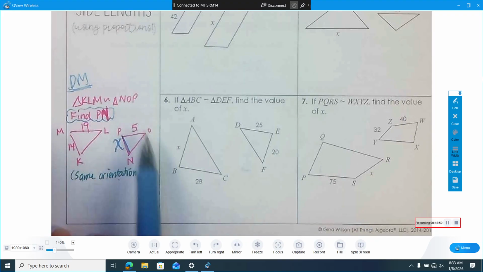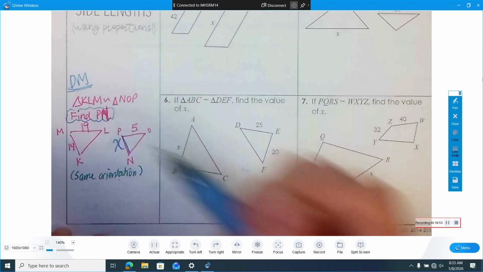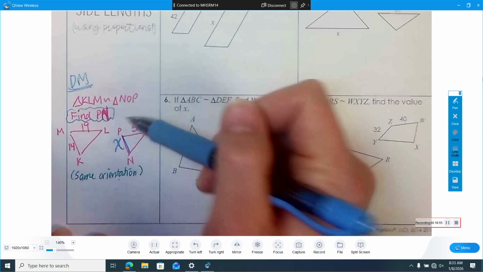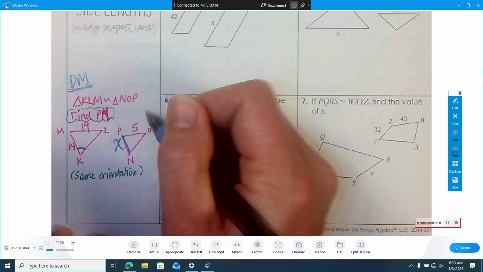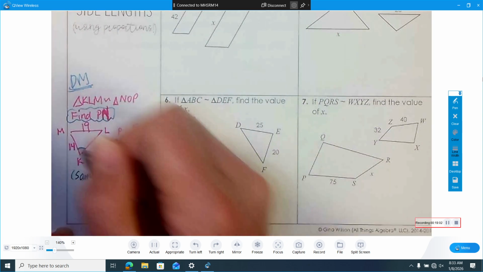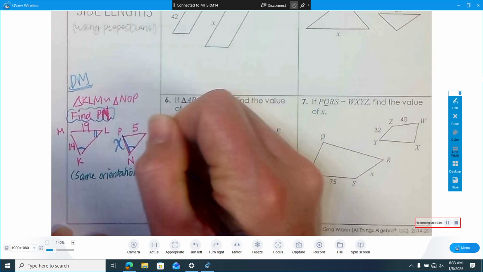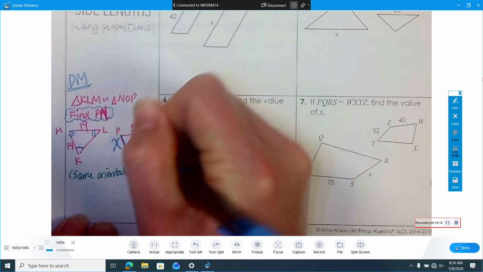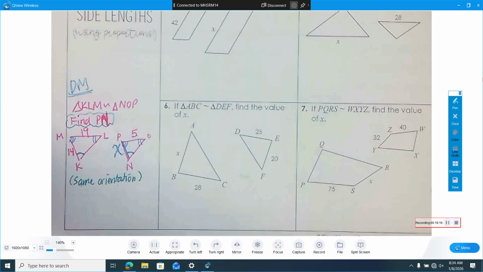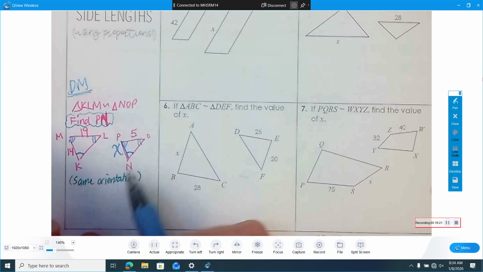And that's really important. These are nicely oriented. But even if they weren't nicely oriented, we have a similarity statement. So I would know that angle K corresponds with angle N, and angle L corresponds with angle O, and that third angle must also be congruent. And if I know that, what I can do is set up a nice little proportion to solve for the missing side. So I'm going to set up these little ratios we've been writing.